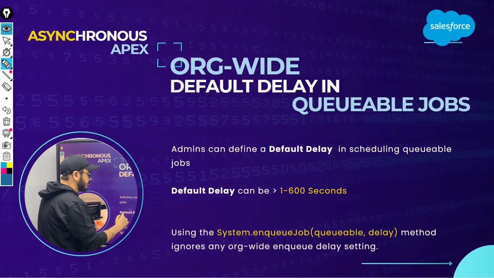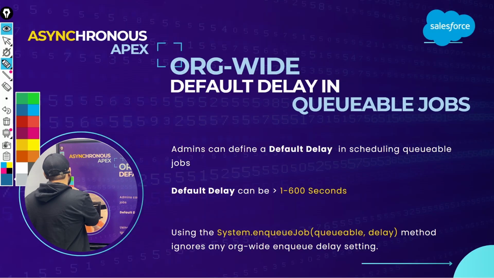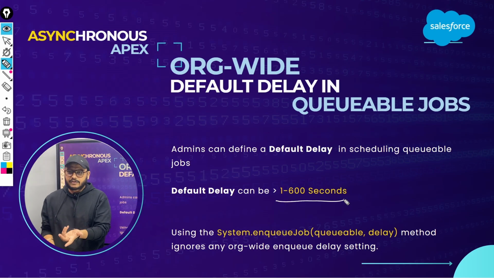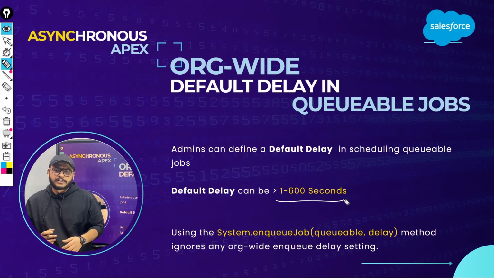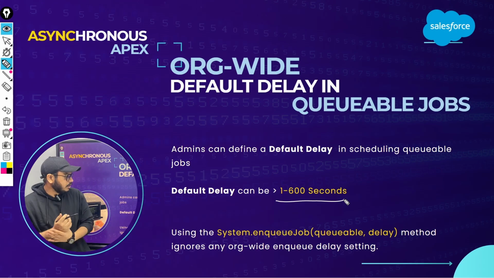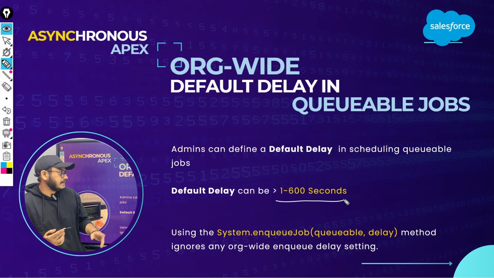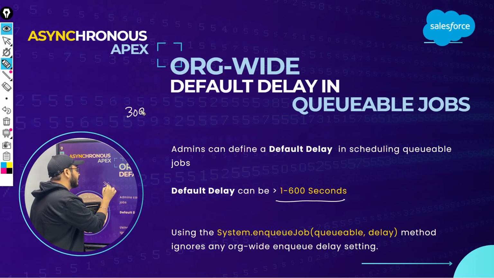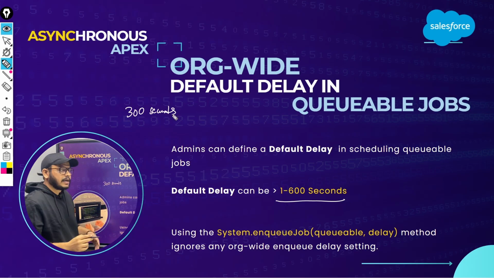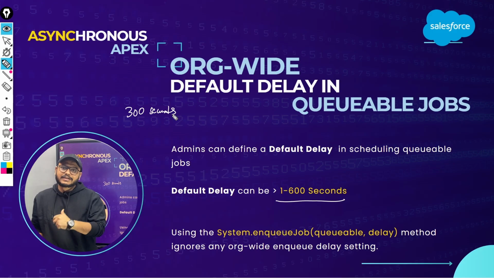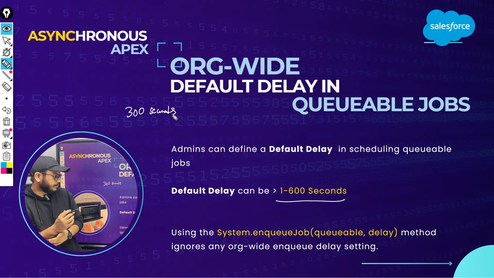And the default delay range that can be defined is 1 to 600 seconds, right? Which is again 10 minutes, but this needs to be defined in seconds. So you have control on how many seconds you define: 30 seconds, 60 seconds, 90 seconds, whatever you want. With this, what will happen if the system administrator has defined a certain delay? Let's say the system admin has defined 300 seconds delay, then all Queueable Apex jobs that are queued will get into the job queue with a delay of 300 seconds by default. It will not immediately get into the job queue, right?